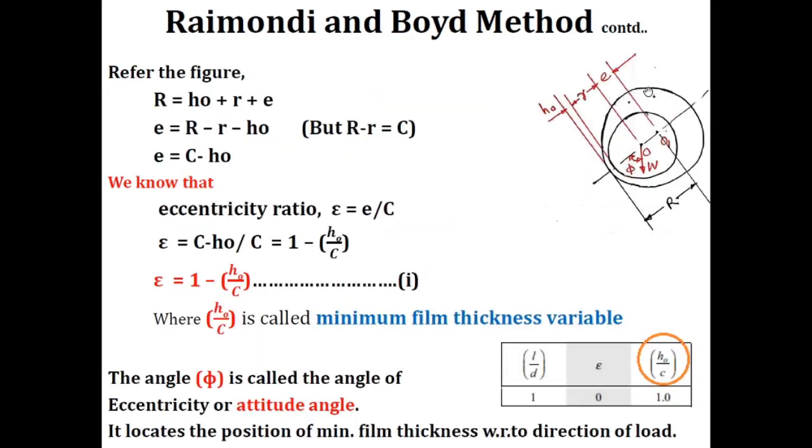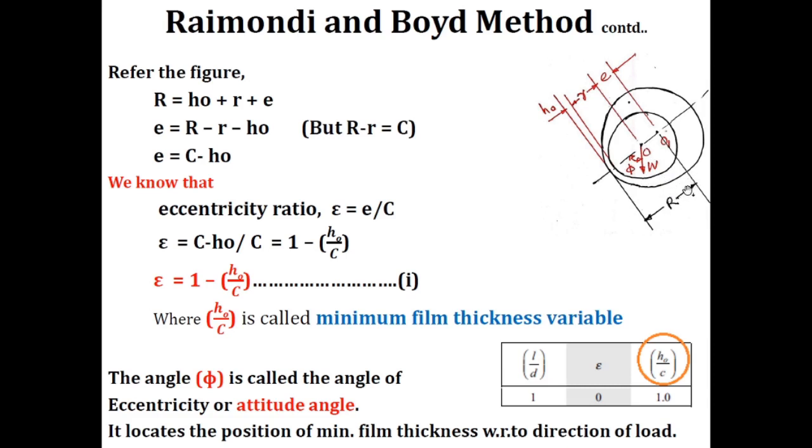So again, referring to this figure, this is the diameter of the journal, this is the diameter of the bearing, and the radius of the bearing is nothing but capital R. Here this is the eccentricity, the distance between the centers of the bearing and the shaft, which is given by E. Then this is the radius of the journal, which is small r, and here this is HO. This line is called the line of action, along which the action is taking place, and this is the radial load which is acting in the downward direction.